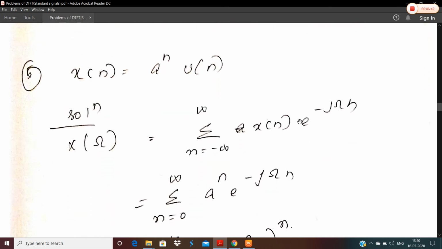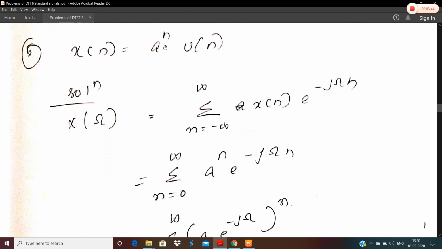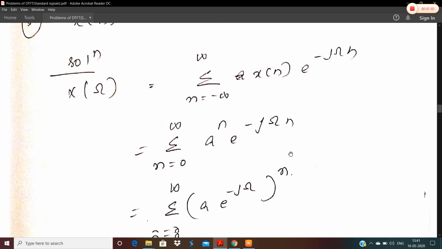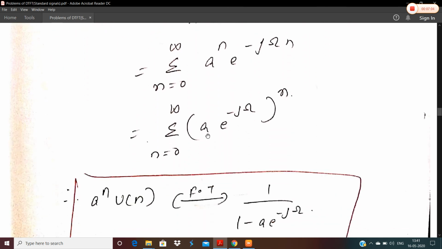The next question, we are going to find out the DTFT of a raised to n u of n, which is an exponential function. So we'll have u of n here, and we can change the limit as n equal to 0 to infinity. We'll write x of n as a raised to n, and this is the standard formula, a raised to n into e raised to minus j omega n. So this becomes sigma n equal to 0 to infinity. You can take the power n common outside, so it becomes a into e raised to minus j omega, whole raised to n.